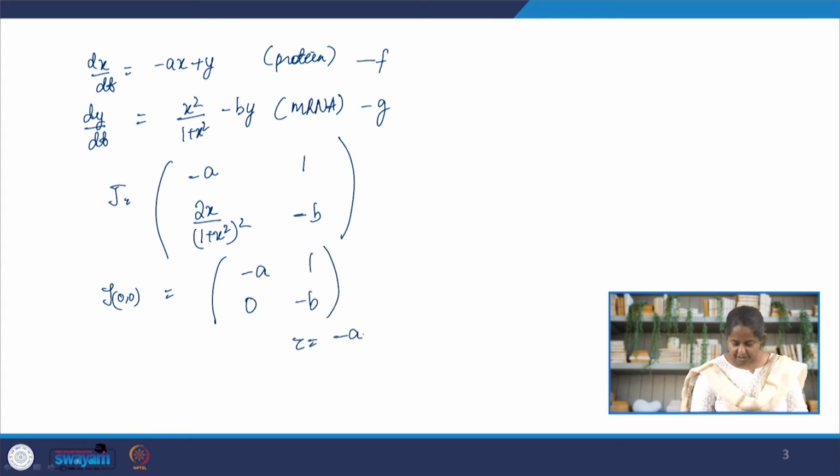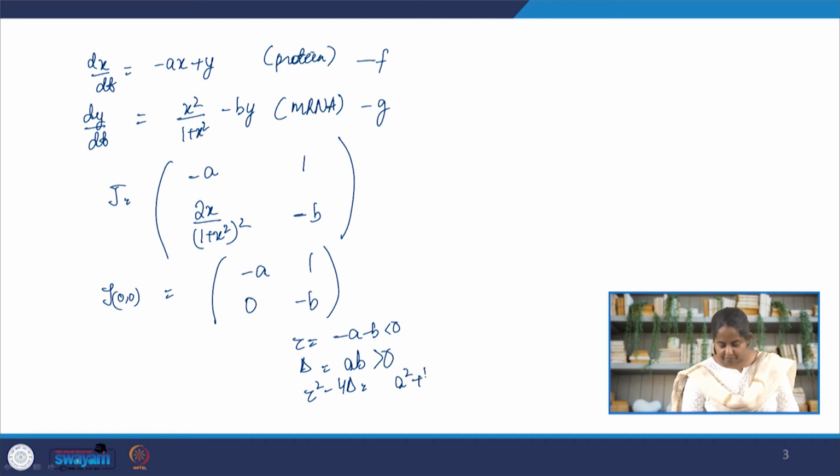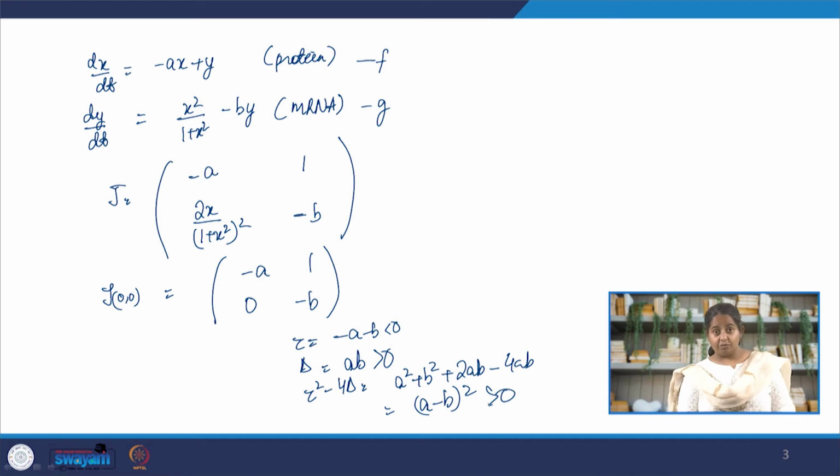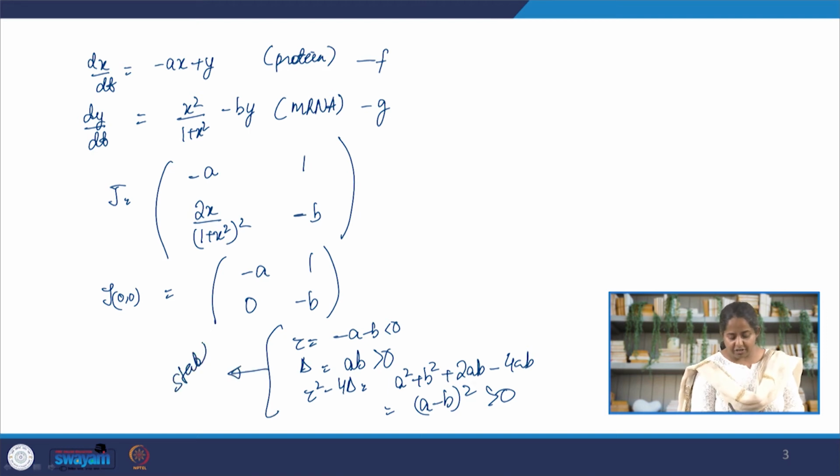The trace is minus a minus b, it's negative. So the trace being negative means we are in either the third or fourth quadrant, and the determinant is AB, which is positive. So we are dealing with the fourth quadrant. And then tau squared minus 4 delta is a minus b whole squared, which is going to be positive. So what we are dealing with at J00 is telling me that this 0 is a stable fixed point.